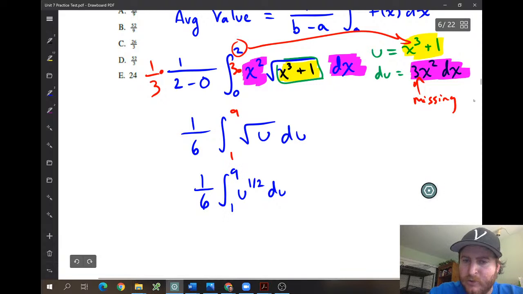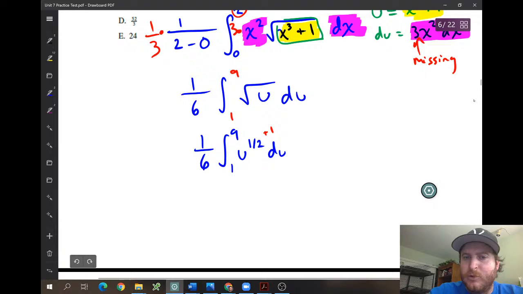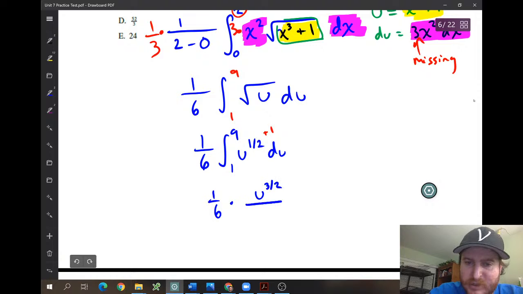And then we just take the integral, right? You add 1 and divide by it. So u to the 1/2, when we add 1, 2/2 plus 1/2 is 3/2. So this is u to the 3/2 divided by 3/2. Now remember what I've told you guys: instead of dividing by 3/2, you can just flip it and make it 2/3. And that's from 1 to 9.